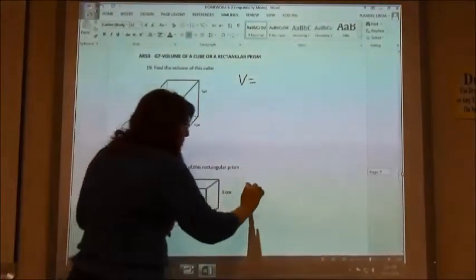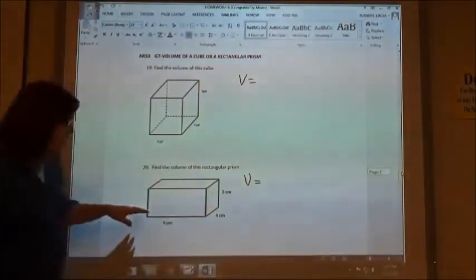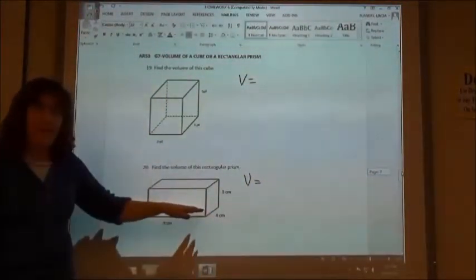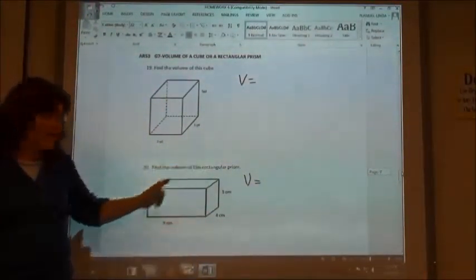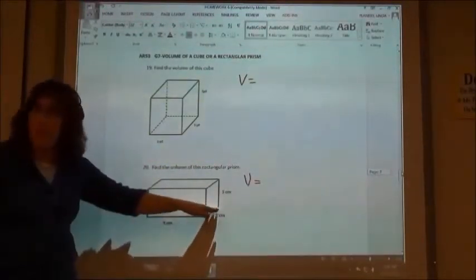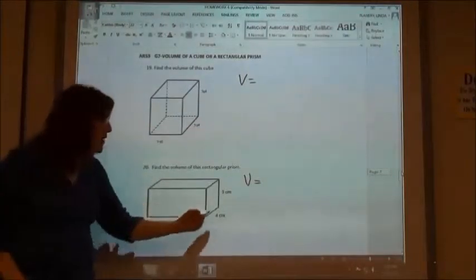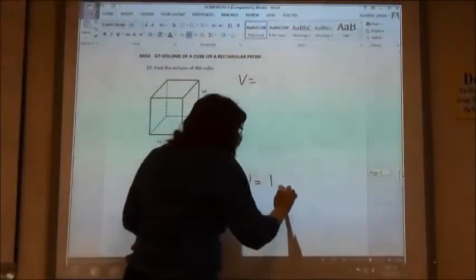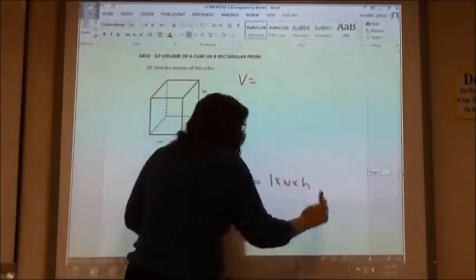Volume, normally, I'm going to write this one first, is finding the area of the bottom and then finding the times the height. Since the bottom is going to be a rectangle, I would do the length times the width, which gives me the area of the bottom, and then I take it times the height. So length times width times height.